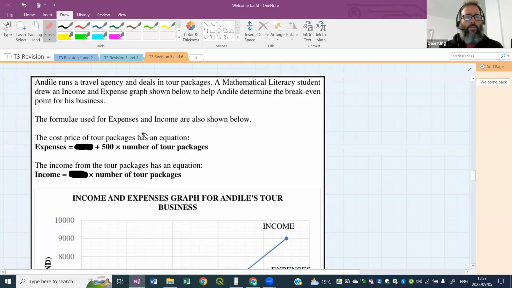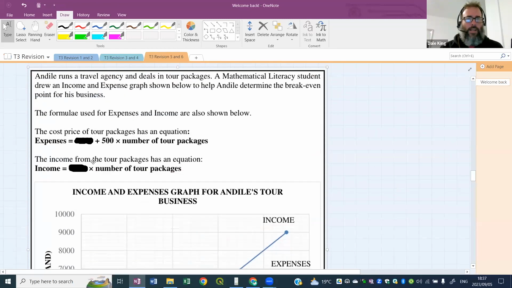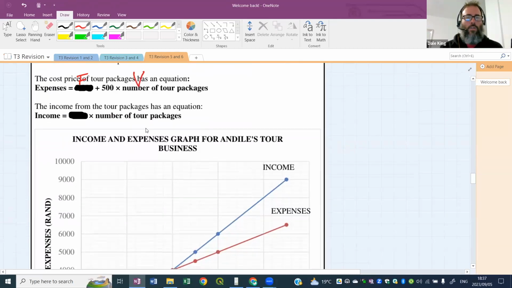So the expenses has to be the fixed cost. Yes, that part that's blanked out must be the fixed. Let me put a little F there just to remind everyone. And then the 500 times number is the variable. Good. So let's go down to the graph.